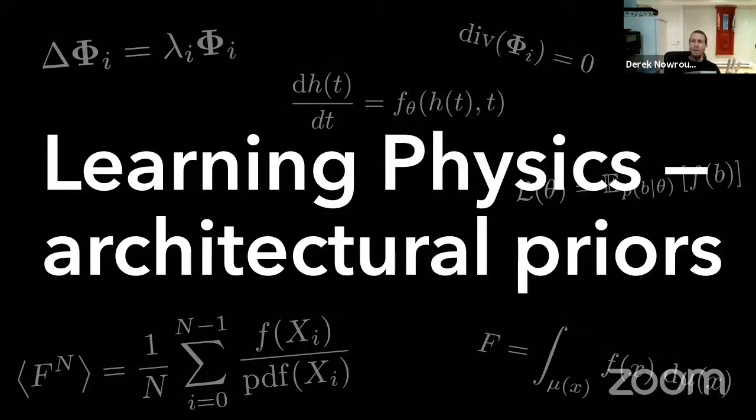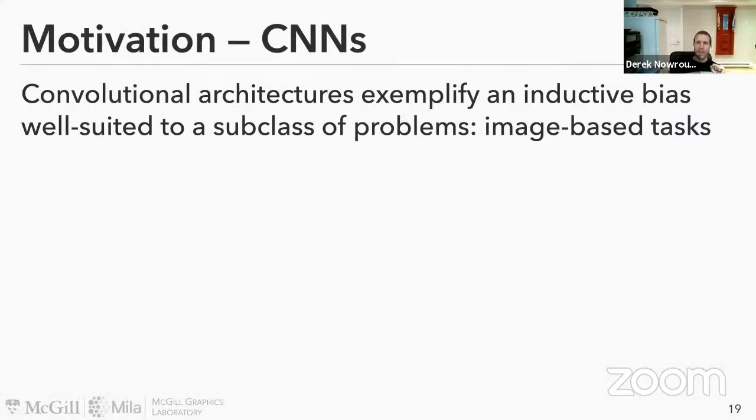So let's talk about this first step. To do this, I need to motivate the importance of neural architectural priors. The type of neural network that I have might be better or worse suited to a certain problem. And I think that here convolutional neural networks, CNNs, are a really great example of an inductive bias that happens to be well suited to a subclass of problems. In this case, image-based tasks.